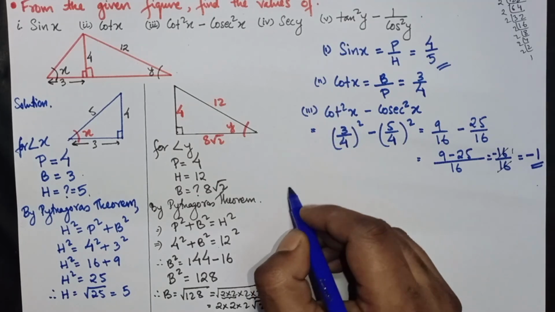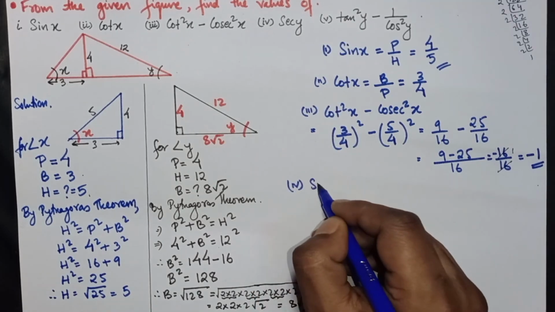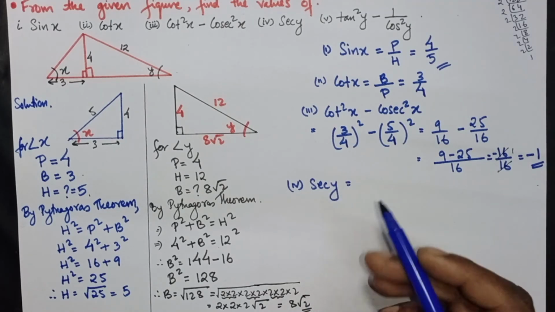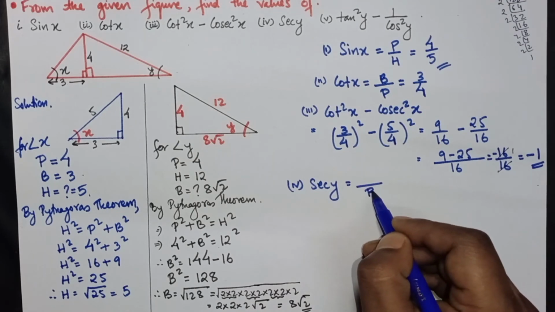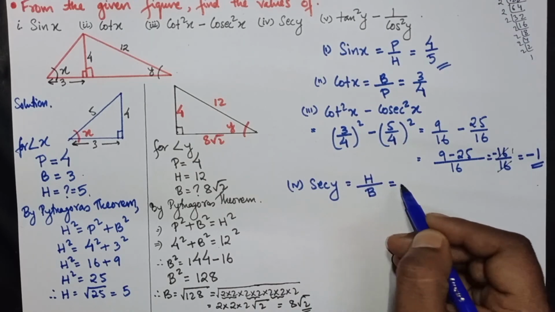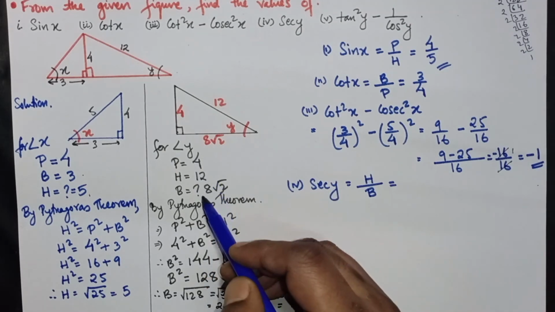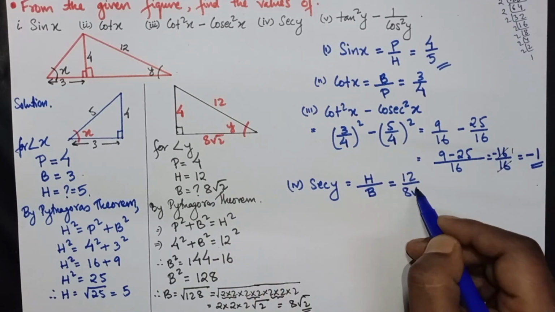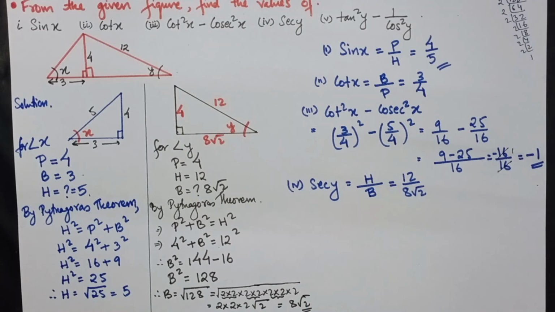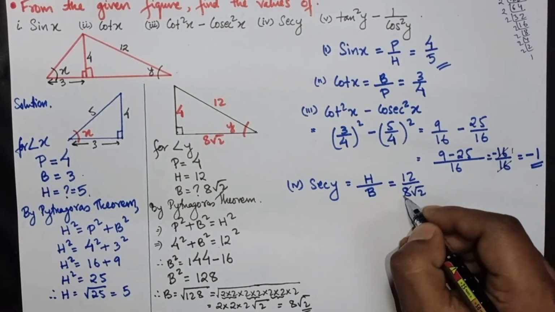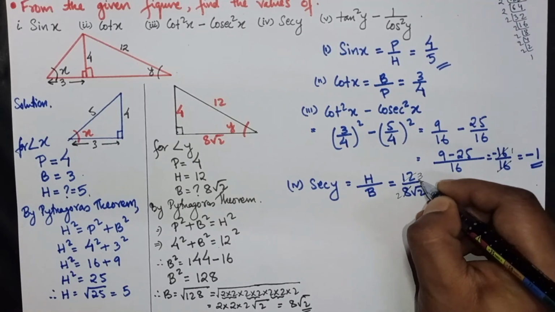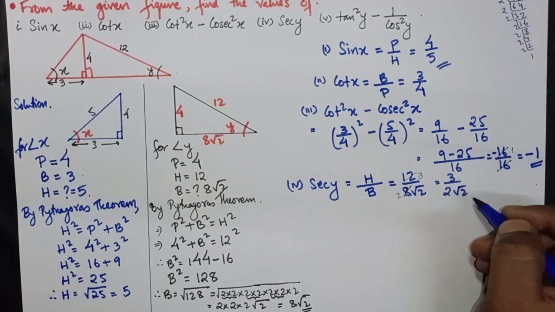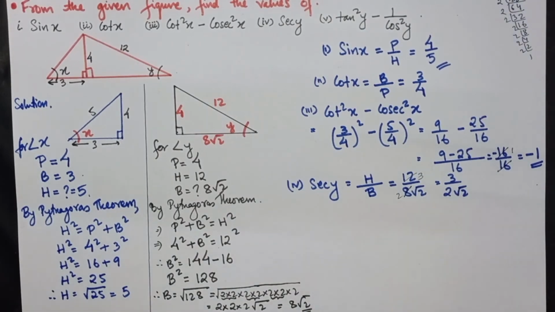Now number 4, what you have is sec Y. Okay, so sec is the reciprocal of cos. So reciprocal means you will write it opposite, H by B. So Y is there, that means we have to put the value of this. So what is the value of H? H is my 12. And what is the value of B? B is my 8 root 2. Okay, now you can cancel this by 4. 4 2s are 8, 4 3s are 12. Okay, so what did I get? So I got 3 by 2 root 2. So here we got the answer.